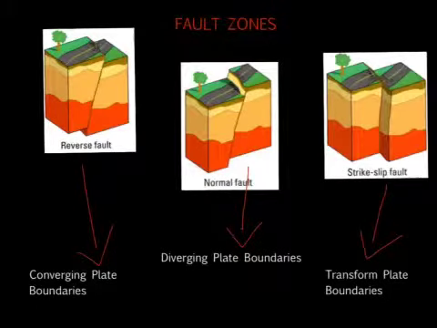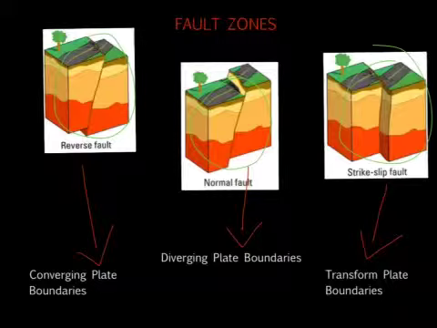At these plate boundaries, there are specific fault zones which have an association with a particular boundary that determine the type of stress that is released. Diverging plate boundaries possess normal fault zones. Converging boundaries possess reverse thrust fault zones. And transform boundaries possess strike-slip fault zones.